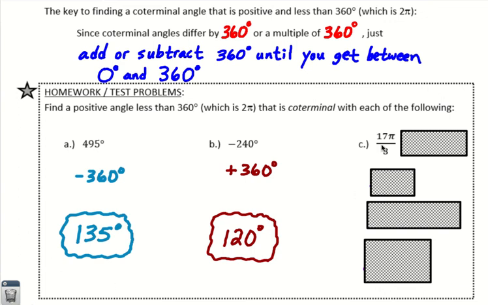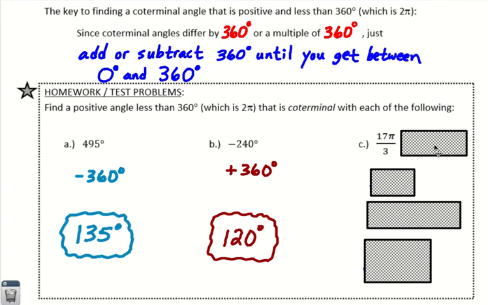But then we get 17 pi over 3. Well, what are we going to do first? It occurs to me to point something out. We could leave this in radians. What would we do to find what's coterminal to 17 pi over 3? We're not going to subtract 360. We're going to subtract 2 pi. If we're leaving everything in radians, we could just subtract 2 pi, right? So we could, but we're not.